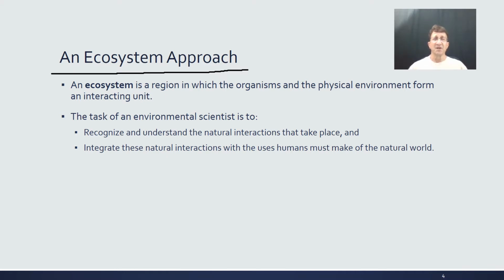So an ecosystem, according to many definitions, is a distinct region or a boundary in which the organisms, which includes us, and the physical environment, that means things like weather, climate, geological features, form an interacting unit. And this is a unit that is not too big that we get so much data and not too small that we don't fully understand the whole picture.